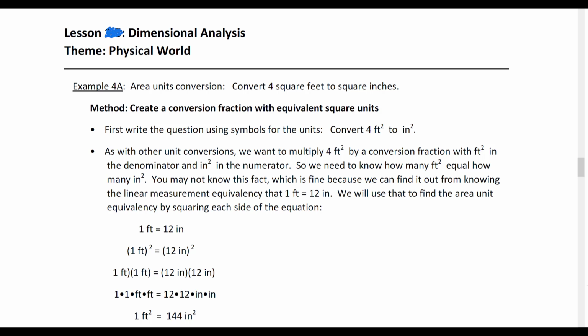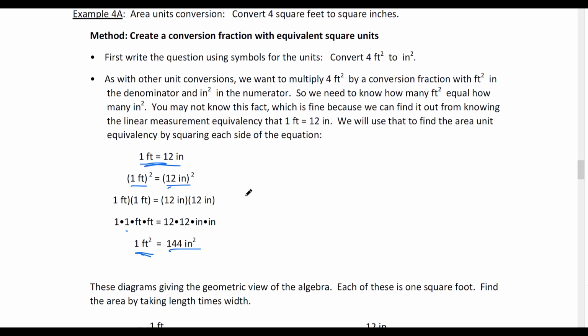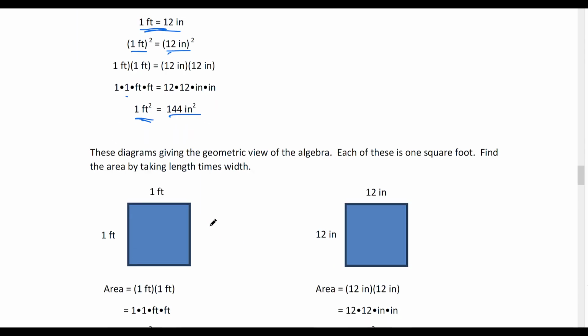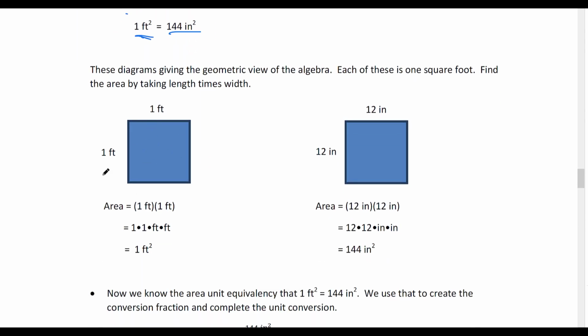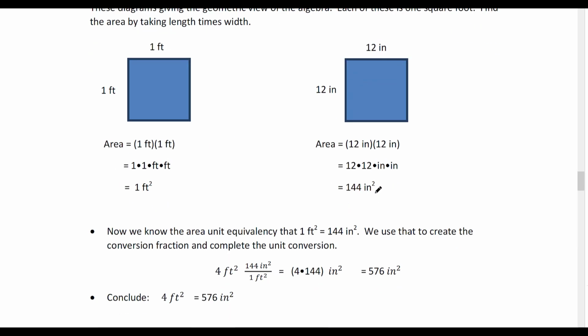So, area unit conversion: convert 4 square feet to square inches. Remember that 1 foot is 12 inches. So 1 square foot is 1 foot squared, which is 12 inches squared. 1 foot times 1 foot is 1 square foot, but 12 times 12 is 144 square inches. It's important to remember that when you're doing these kinds of conversions. So a square foot is going to be 144 square inches.